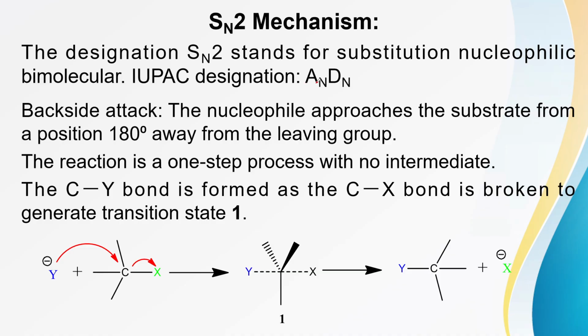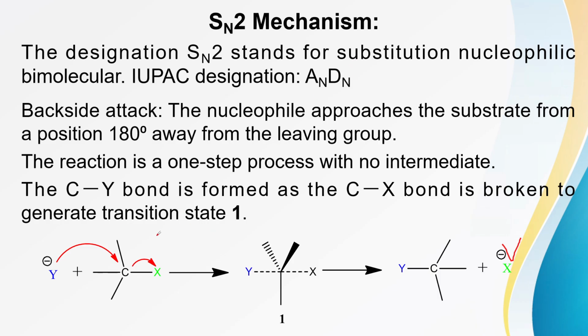The IUPAC designation is AN and DN. AN means attachment of nucleophile and DN means detachment of nucleophile. In other words, we can say detachment of leaving group, because you can see from this equation that this leaving group is leaving with its electron pair. We can also call it a nucleofuge. So AN and DN means in a single step a nucleophile is added and a leaving group departs.